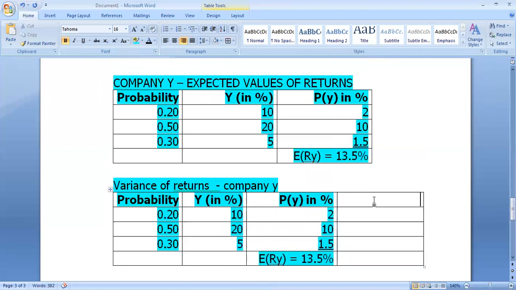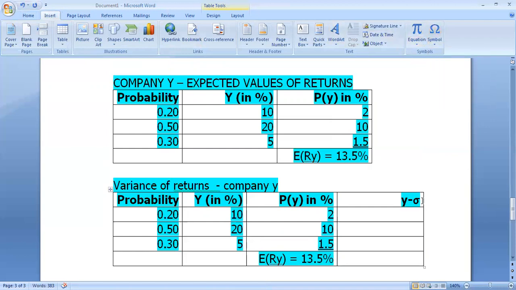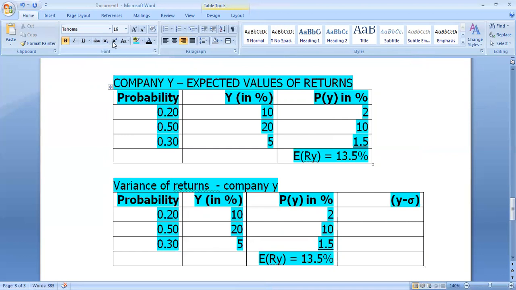So I need to get my Y values minus the mean, which is our expected value. But this value has to be squared. So our Y values, the return, that is 10 minus 13.5. This gives us negative 3.5. Then 20 minus 13.5, this is 6.5. Then 5 minus 13.5. This gives you negative 8.5. So that is our returns minus the mean, squared.